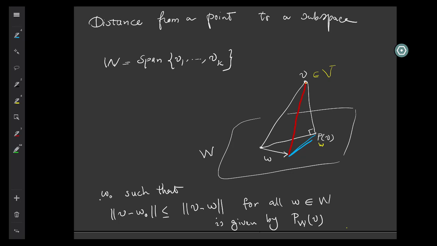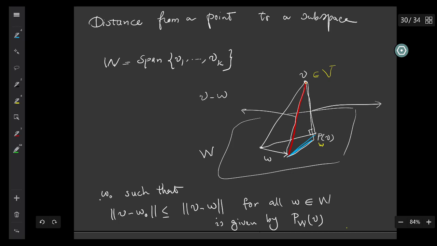So, and why is that? Because this triangle over here is a right triangle and it satisfies Pythagoras theorem. So the red one here is actually V minus W, and here is V minus P_W V. And because this green part here has non-negative length, then we have the inequality.